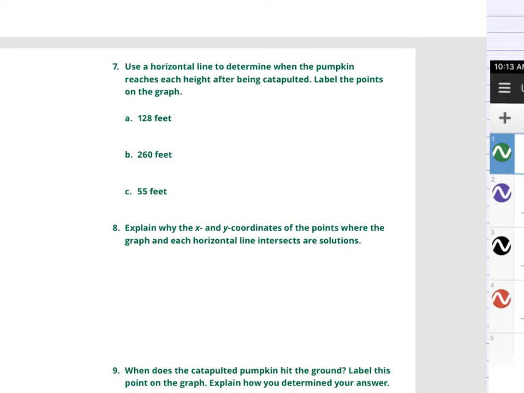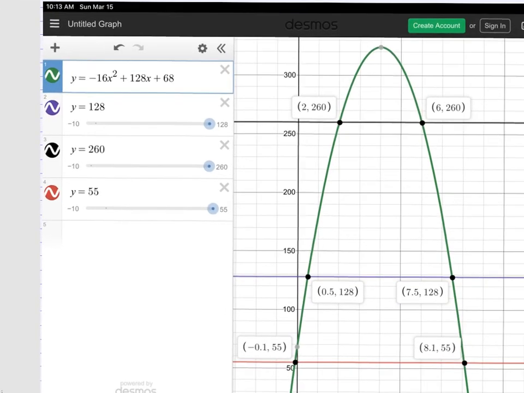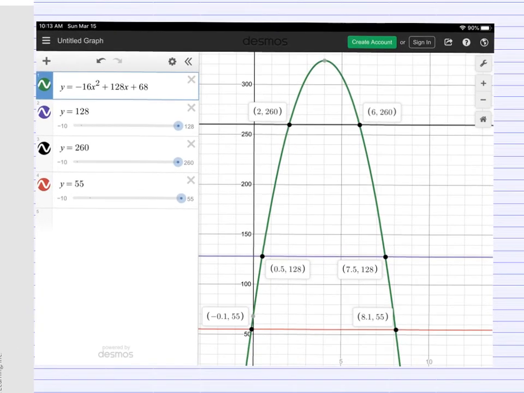All right, number 7, use a horizontal line to determine when the pumpkin reaches each height after being catapulted. Label the points on the graph. And I have a screenshot of the graph over here that we're going to use to find A, B, and C, 128 feet, 260 feet, and 55 feet. So if we look over here, I use Desmos again, and I have my initial equation up here, and then I made an equation for each one of them, A, B, and C.